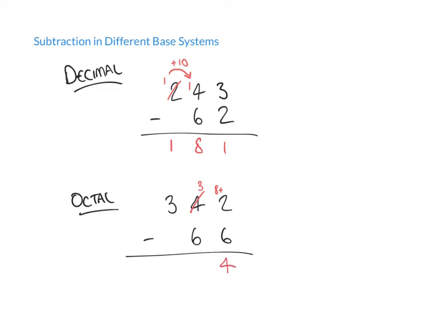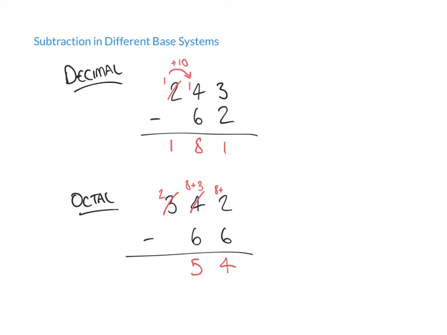So now looking at the next column, we can see that we've already borrowed 1, so we're left with 3 minus 6. So again, we have a problem where we have to borrow from the next column. So the 3 in our column to the left would become 2, and we're adding 8 to the column to the right. So 3 becomes 8 plus 3, which is 11. 11 minus 6 gives us 5.